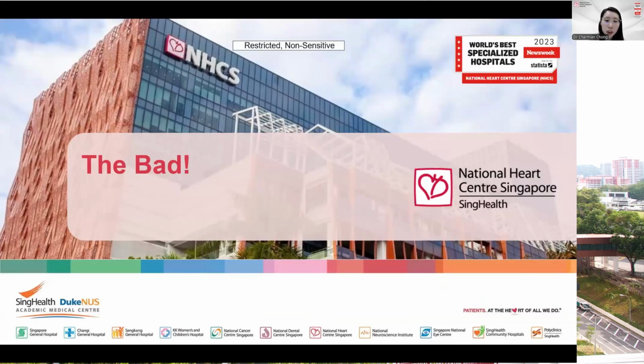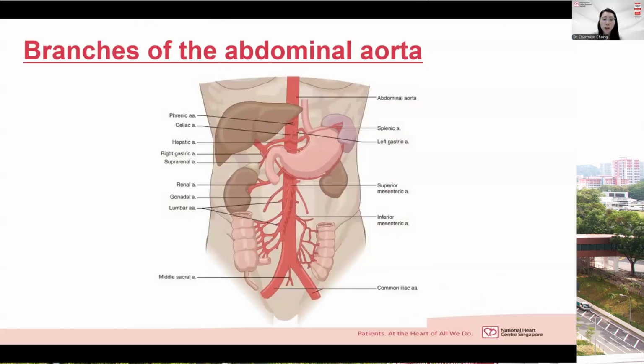Then we go on to the abdominal aorta. From the abdominal aorta, we can see that it supplies all the main organs in the tummy. So for example, the first branch is the celiac trunk. It supplies your liver, the stomach, the spleen. You have arteries supplying the kidneys as well. And also you have arteries supplying the intestines, the small intestines and the large intestines. So if the aorta is affected, then blood supply to these organs will be affected as well.